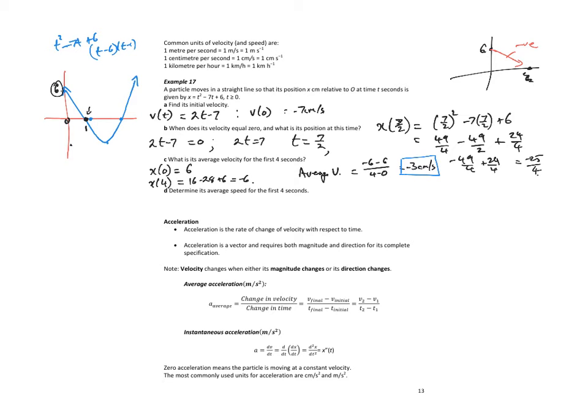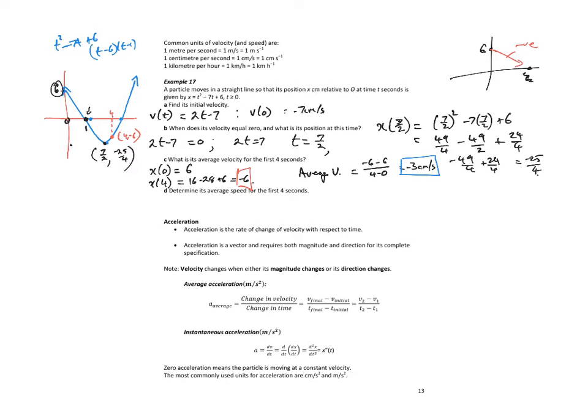And then my turning point is at the point, let me say it was 7 on 2, negative 25 on 4. Yeah? So that means after 3.5 seconds, I'm down here at negative 25 on 4 metres. And then half a second later, at t equal to 4, I was at negative 6 metres.